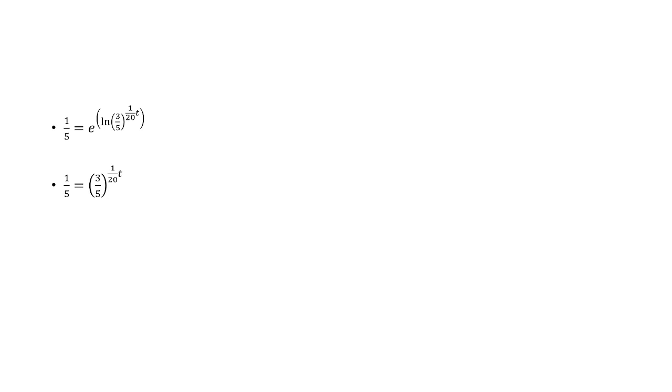Okay, now I'm going to take the natural log of both sides because I want to bring down the 1 over 20 times t. And all I have to do is solve for t. Well, I can multiply both sides by 20 and divide by ln of 3/5. And that's going to give me t is about 63.0 minutes. And that's my answer.